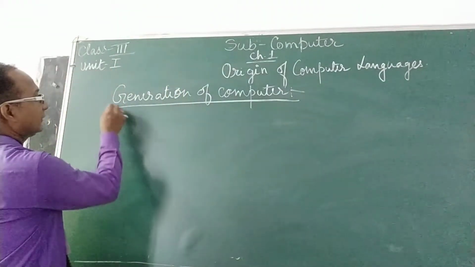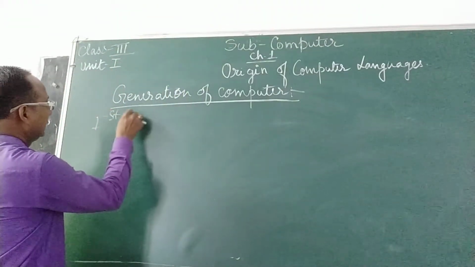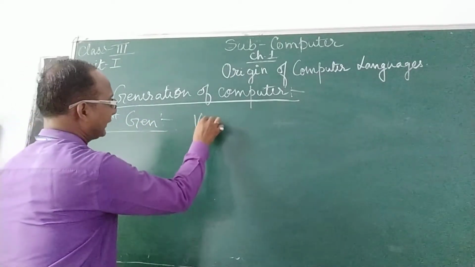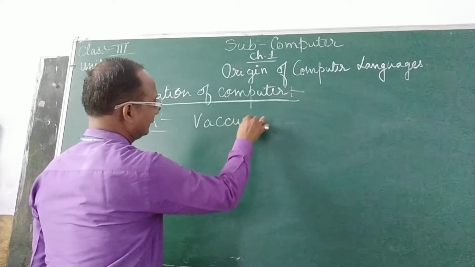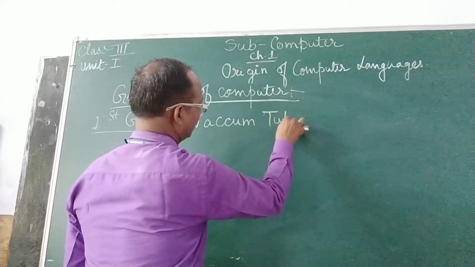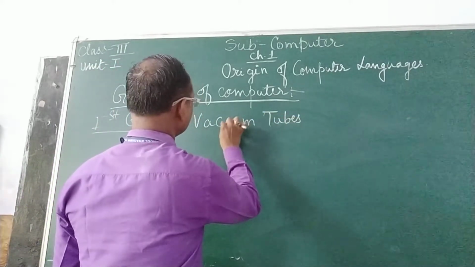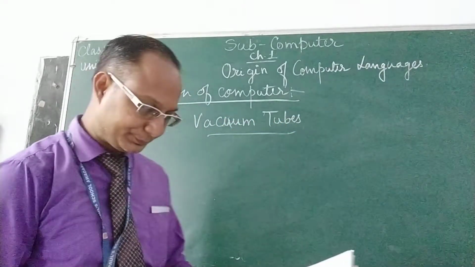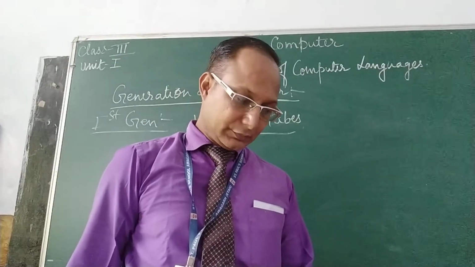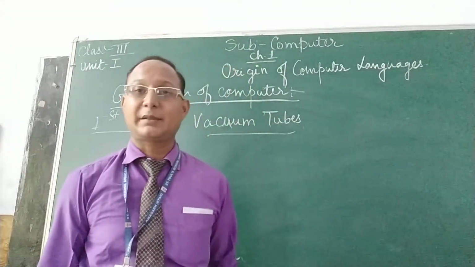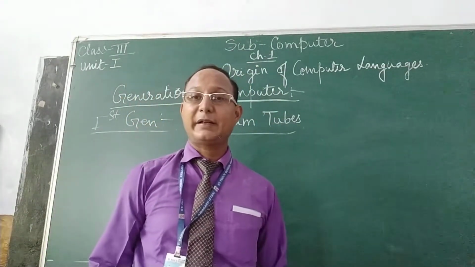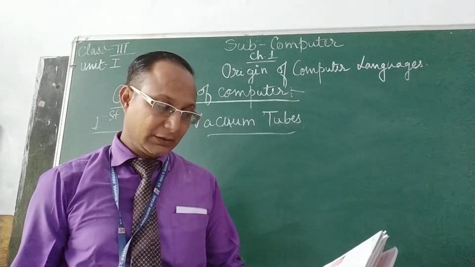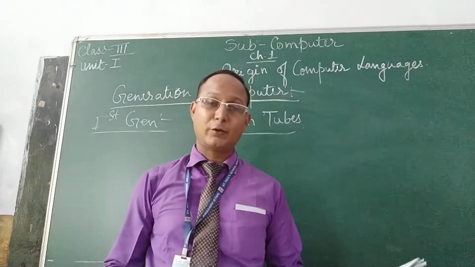First generation technology was vacuum tubes. The technology used was the vacuum tubes. These are very large size computers. In the first generation, computers were very large and they occupied an entire room.